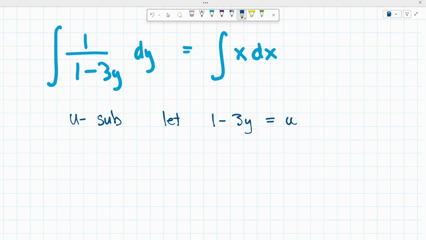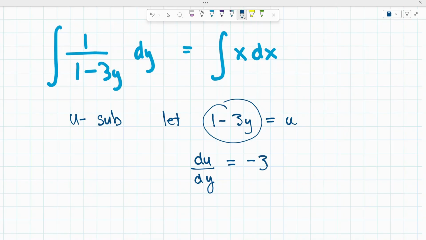And now we need to figure out what is our du value, the derivative of u. So in this case, we take the derivative of this term over here. So du equals, we're taking the derivative of u with respect to y, because y is our variable there. And that is simply, following the power rule, going to equal -3.